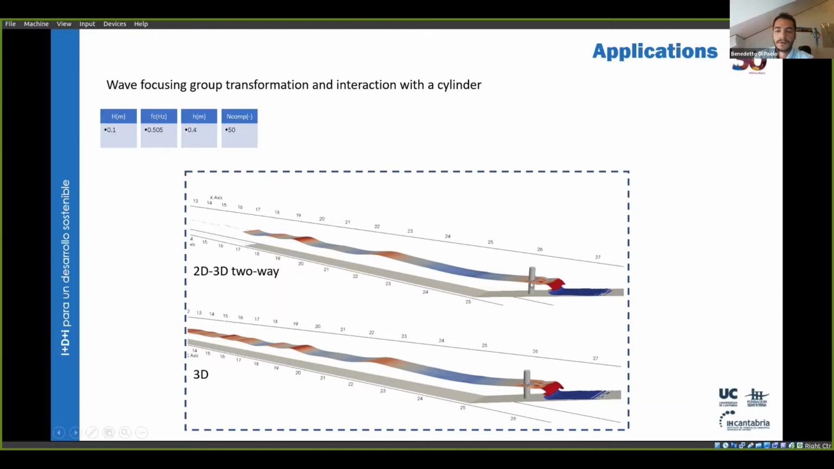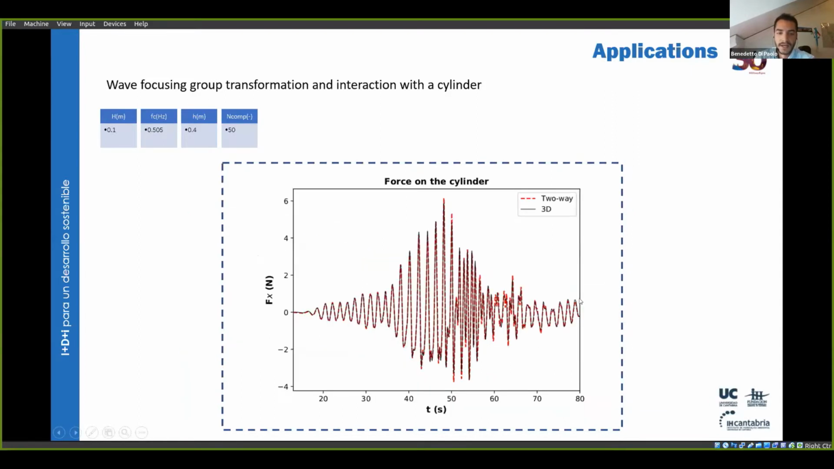Here we correctly reproduce the three-dimensionality of the flow around the cylinder, as well as the plunging breaker along the planar pitch. Also, we compare the calculation of the horizontal force on the cylinder. As you can see here, we obtained a good comparison. Some small discrepancies are observed. However, the model is capable of catching the three-dimensionality of the flow.